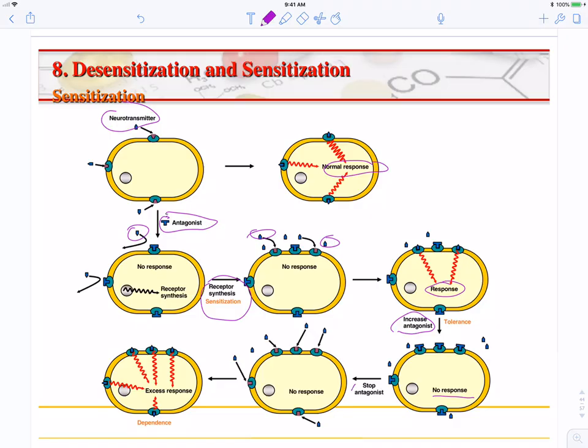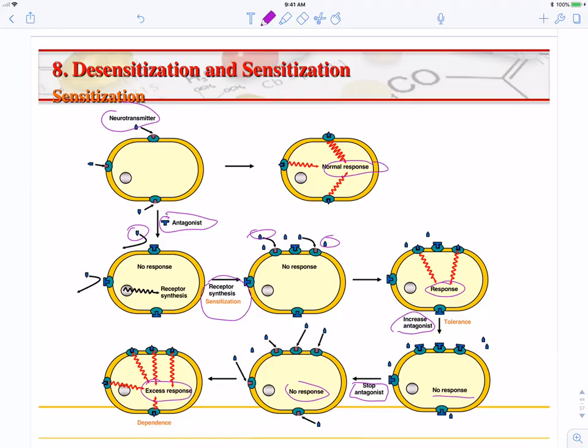Now, let's say that for some reason we stop taking the antagonist. All of a sudden we'll go from a situation where there is no response, because all the receptors are occupied by antagonist, to a situation where we have an excess response, because now all the receptors are bound to the ligand, to the agonist, and there are more receptors per unit of cell membrane. So these two phenomena are very important and were basically codified in reference to the opioid receptors.